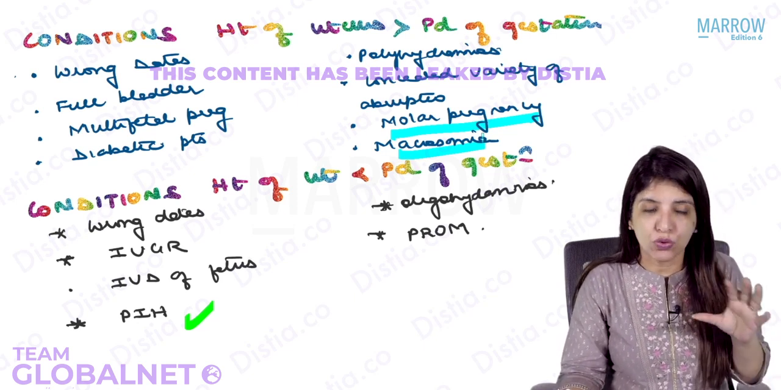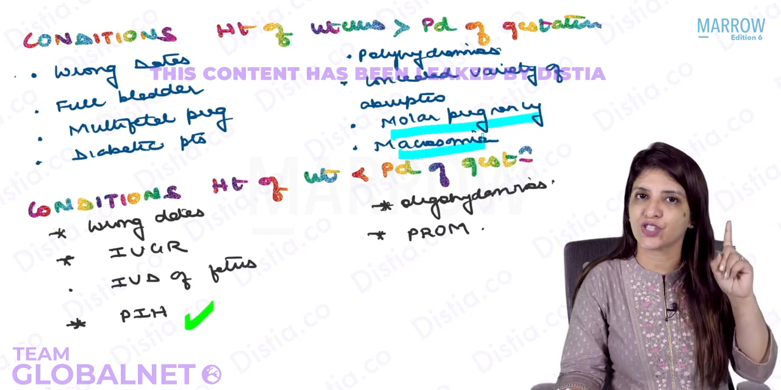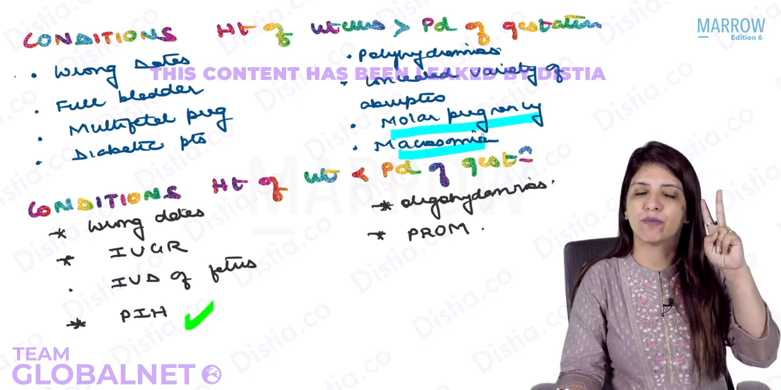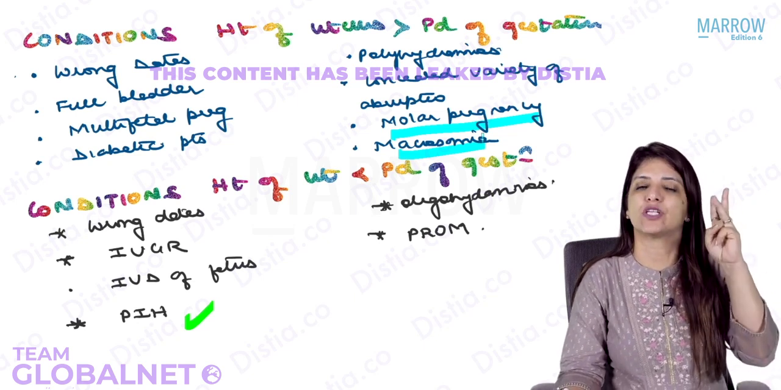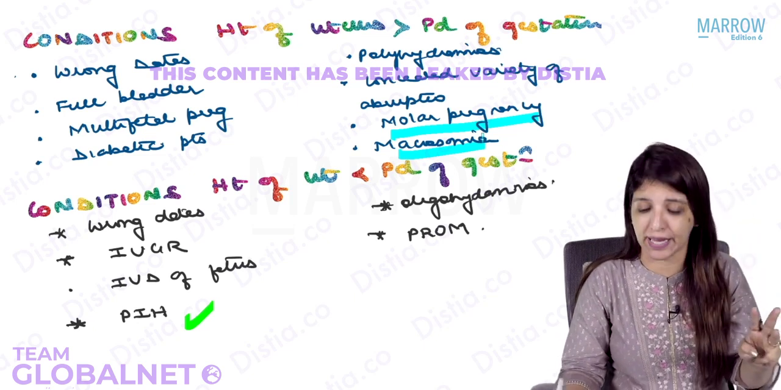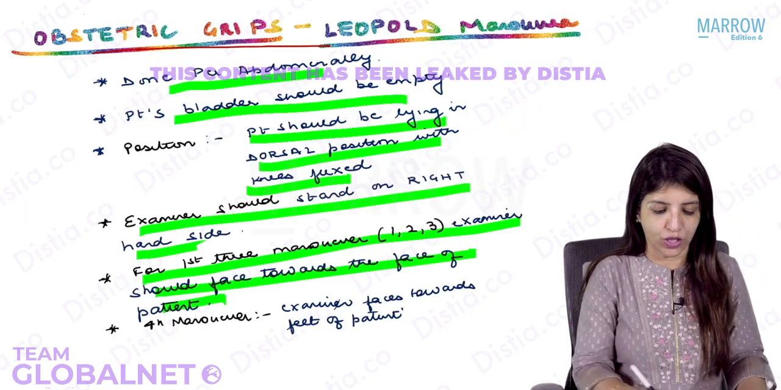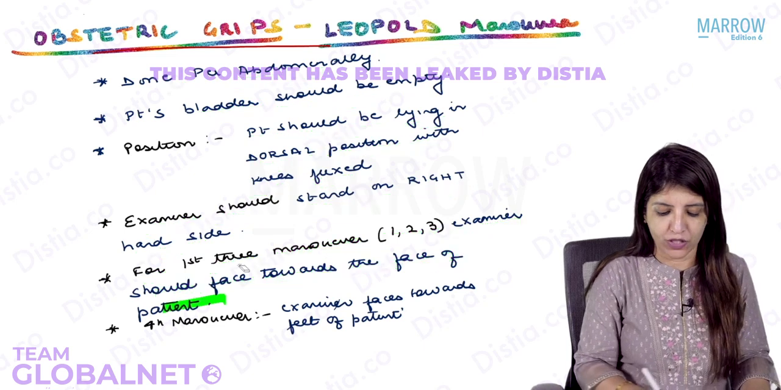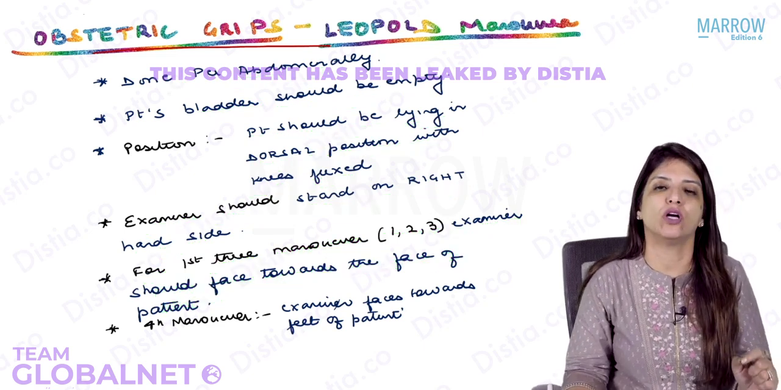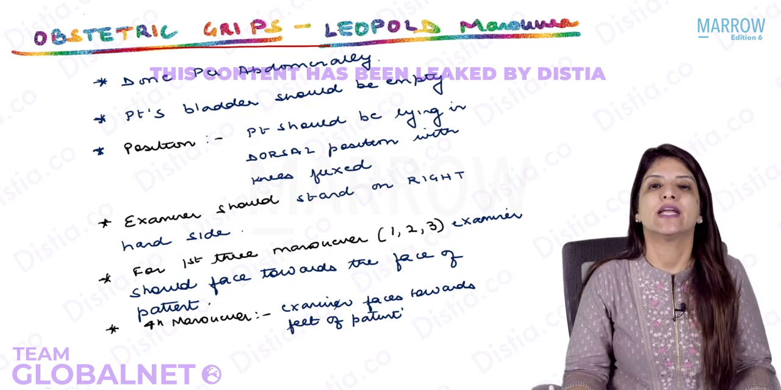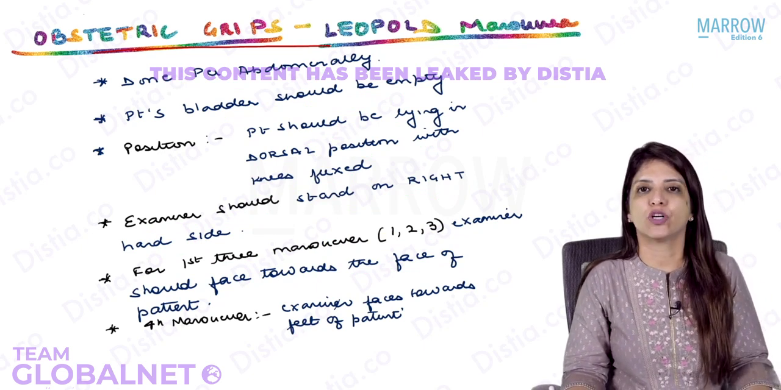So during palpation, what have I done? I have measured the abdominal girth. I am going to tell the fundal height of the patient. I am going to measure symphysiofundal height, and then I am going to go to the obstetrical grips or the Leopold's maneuvers. Right?